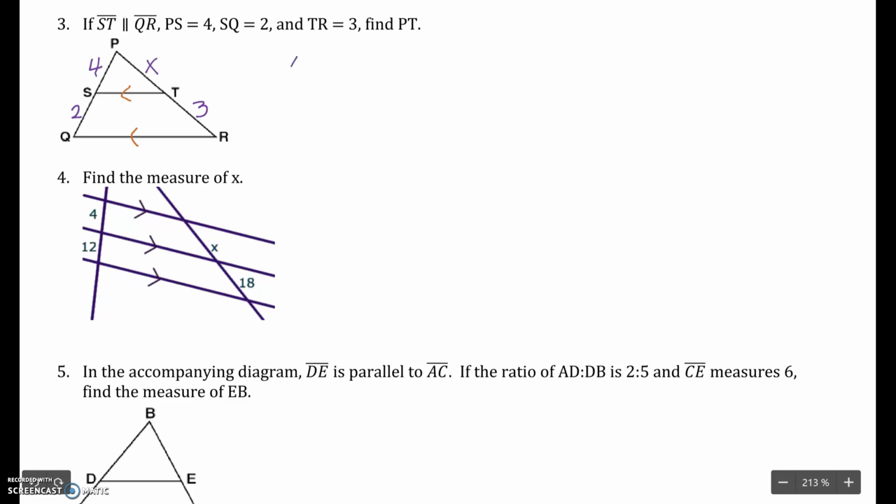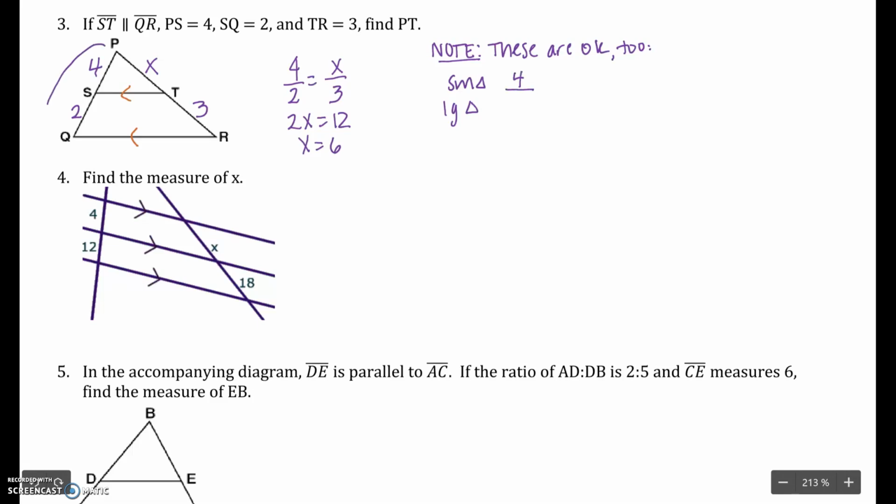So just like number 1, we can go and make a direct proportion to solve those. So 2x would equal 12, and when you divide by 2 on both sides, you get 6. Also note, these are also okay to find x, and you would be using the small triangle over the large triangle, and you can do that. The small triangle has a 4, where the large triangle would be 6. The small triangle has an x, where the large triangle would have an x plus 3.